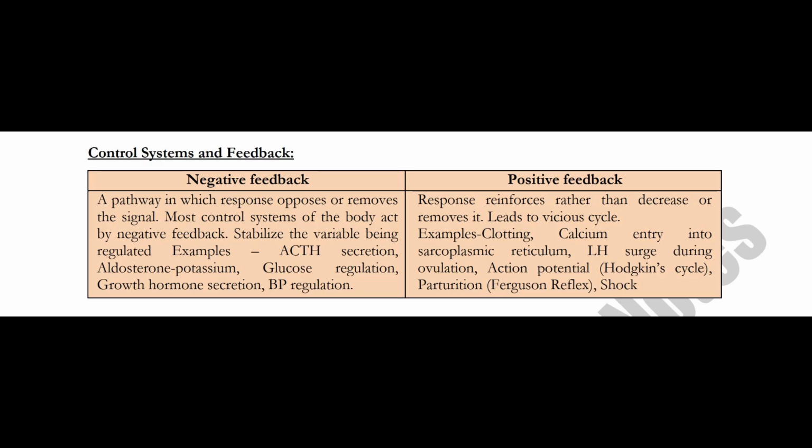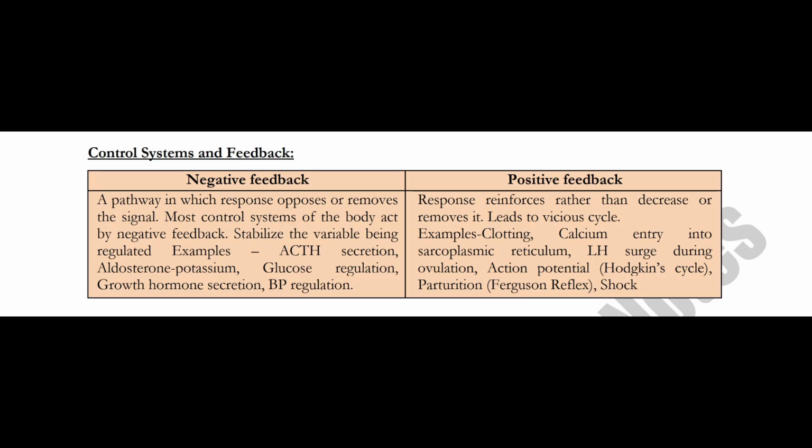Glucose regulation. Insulin and glucagon work in a negative feedback loop to maintain blood glucose levels. High glucose levels trigger insulin release, which lowers glucose levels. Growth hormone secretion. Growth hormone release is inhibited by high levels of growth hormone or insulin-like growth factors. Blood pressure regulation. Baroreceptors detect changes in blood pressure and trigger responses to normalize it.